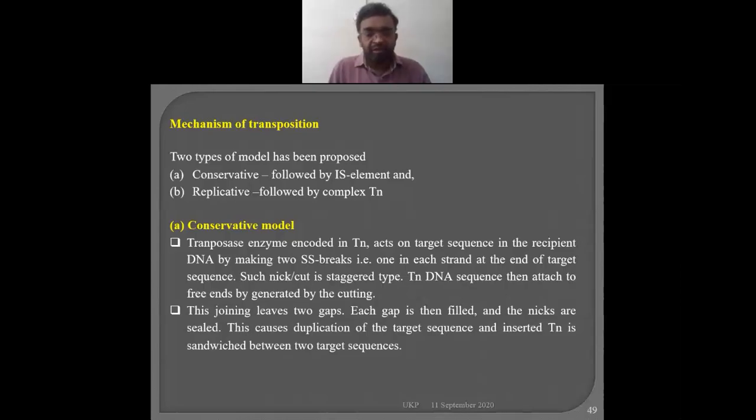Okay, I am explaining that with respect to the transposable element, there are two models of transposition. One is referred to as the conservative, and the other is the replicative. Conservative suggests that during transposition, the transposable element is conserved as it is, while in replicative there is a replication, meaning amplification of the transposable elements takes place.